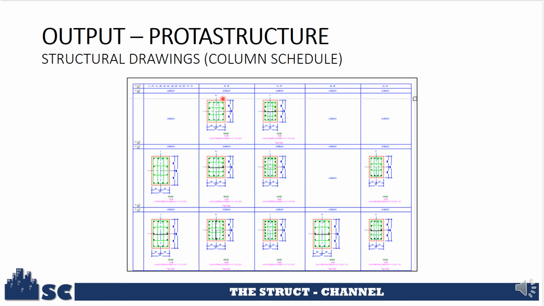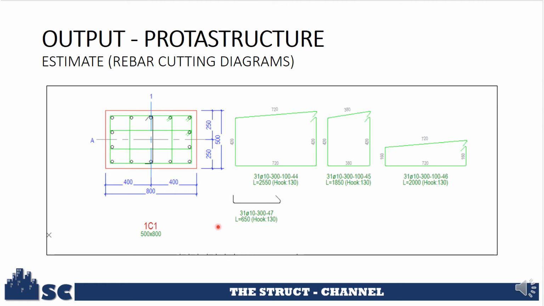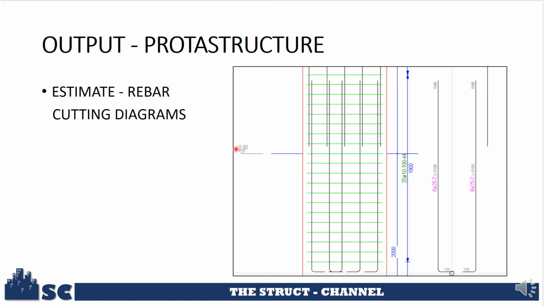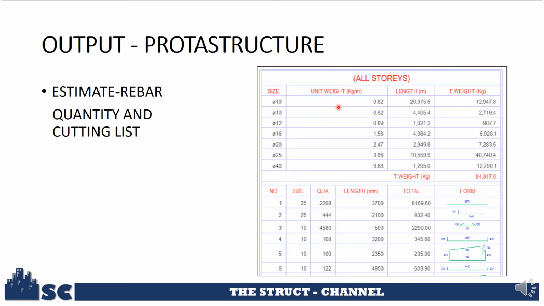Likewise, it can generate the column schedule from the lower floor going up, giving us the column tie layout with the column dimension, and the cutting list for the columns. Then the splicing for the rebar can also be generated, and the bar cutting list for the column rebars. For the estimate, the Prota estimate part can generate the total weight of reinforcing bars needed and the cutting list.